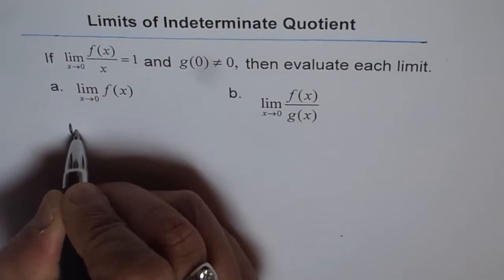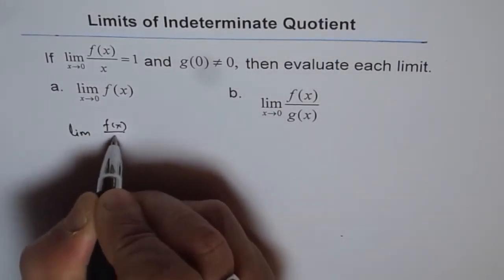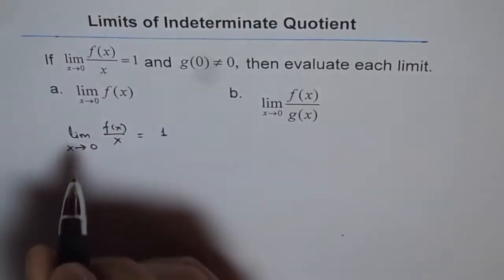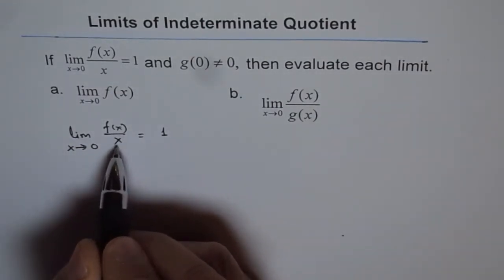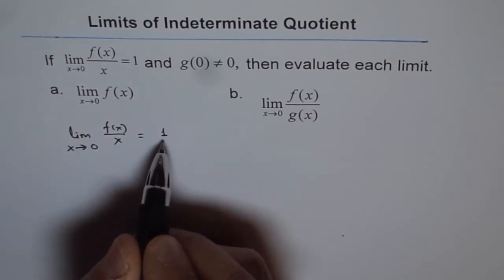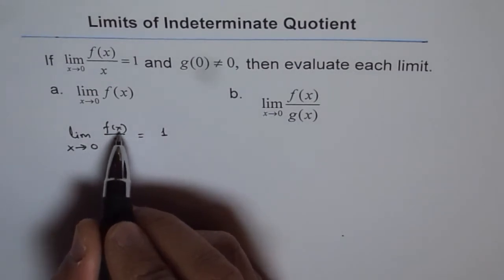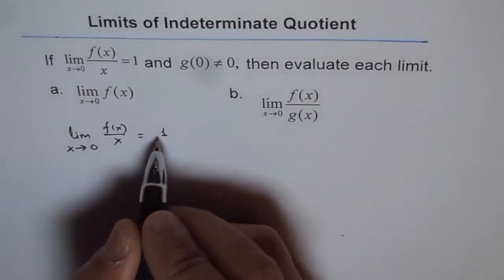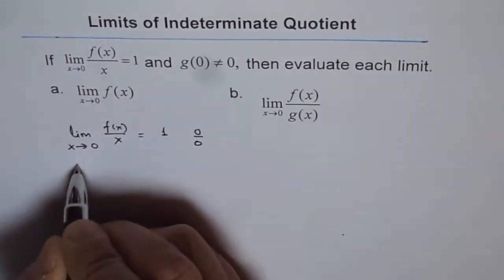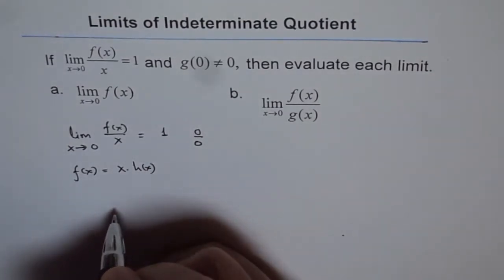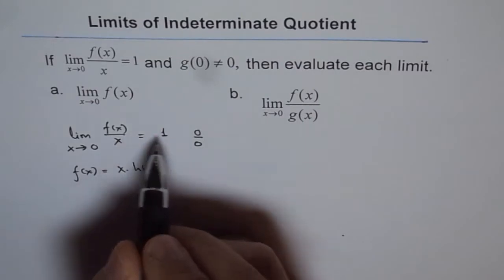Now it says we are given that the limit of f(x)/x as x approaches 0 is defined and it is 1, correct? If I substitute 0 here, I know the function is not continuous and 0 is not in the domain of the function. But still we have a limit. It clearly shows that f(x) is a function of x times something. So that is possible only if we have 0/0 form. That means f(x) is actually equal to x times, let us say some other function, h(x). Only then will this function have a limit, right?